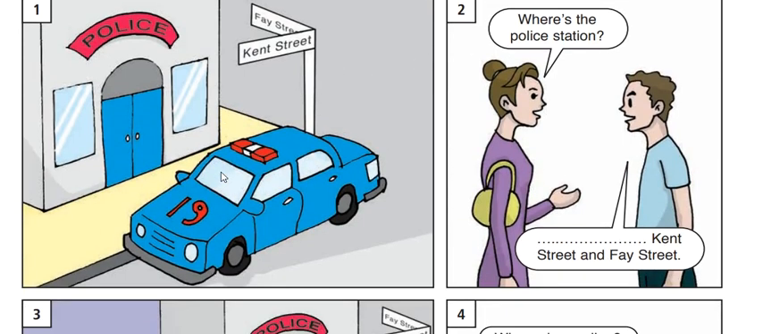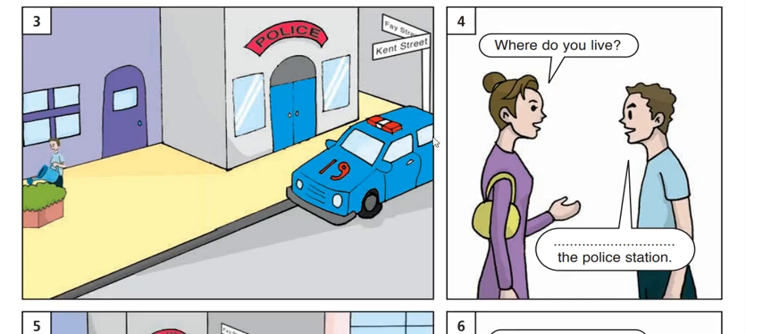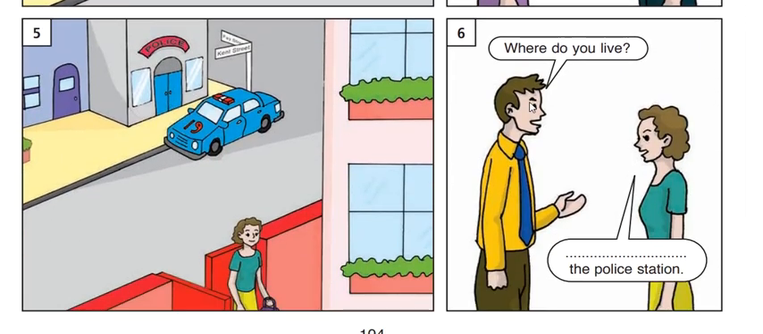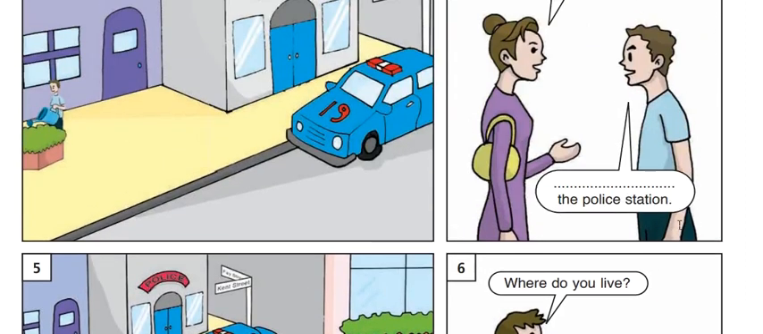Picture 1. Pear Street and Cantor Street. Where is the police station? On the corner of Cantor Street and Fair Street. Picture 3. Where do you live? I live next to the police station. You can see in this picture. Picture 5. Where do you live? I live opposite to the police station. This is all about this page.